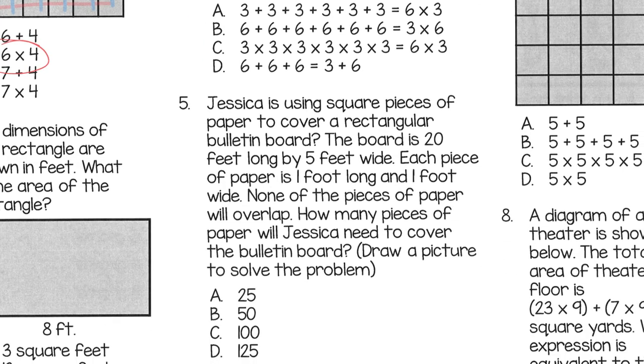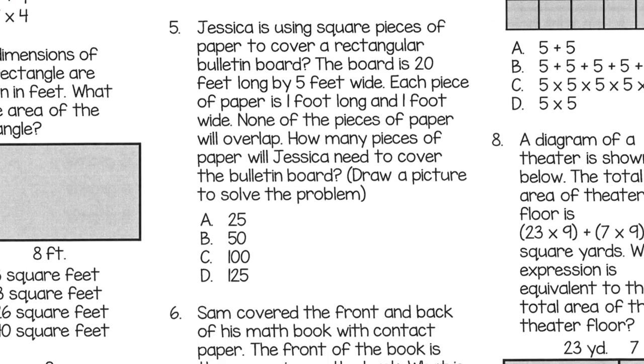Oops, I went to the wrong one. Number 5. Jessica is using square pieces of paper to cover a rectangular bulletin board. The board is 20 feet long by 5 feet. Ooh, I like to draw. Let's just draw that right now.